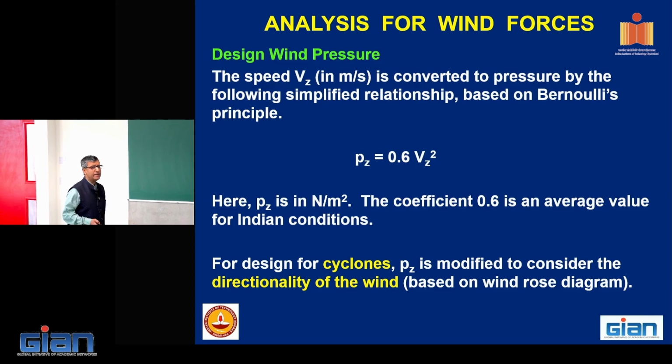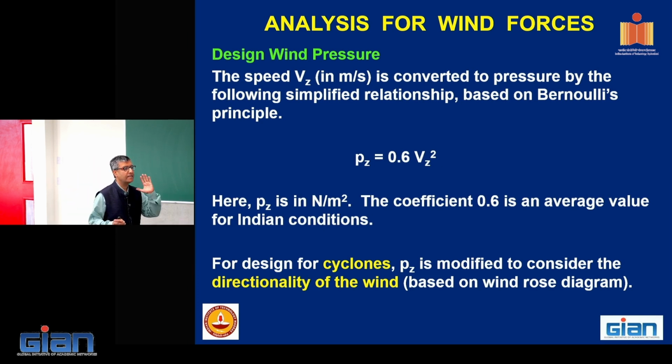Now, if I am designing specifically for cyclones, as I said, that's more for special buildings, then there is something called the directionality effect. But right now, let's not worry about that. Whatever the orthogonal directions of a building are, we typically analyze in those two directions. But if the wind is coming from some other direction, then we have to worry about that if the building is a special type of building.